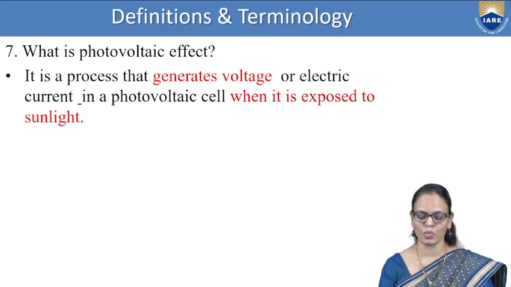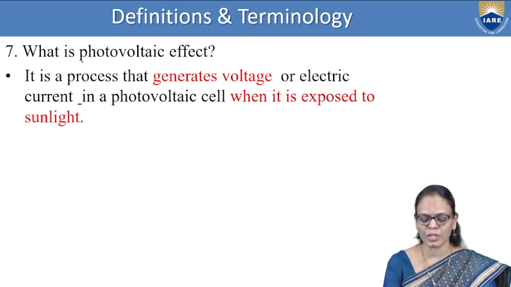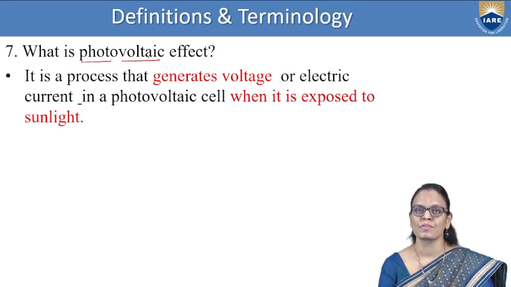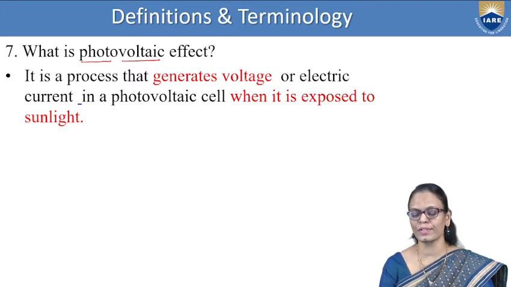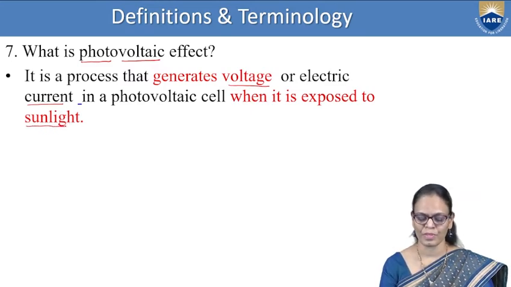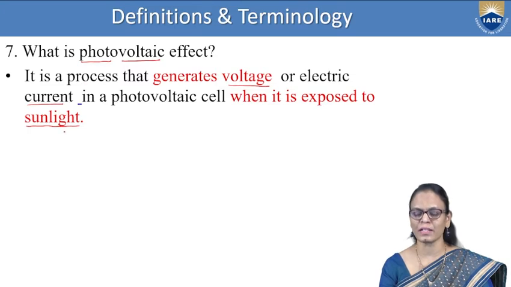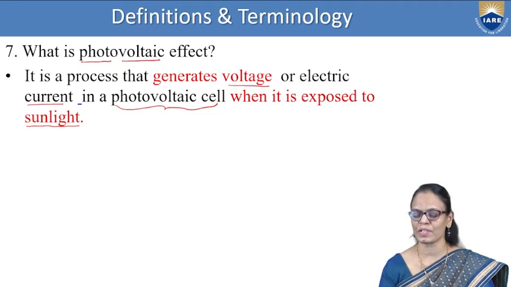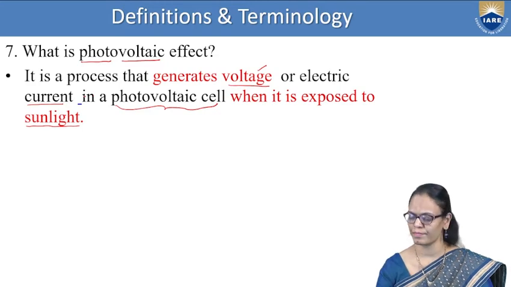Now, what is the photovoltaic effect? Again, there are two terms here. It is a process that generates voltage or electric current in a photovoltaic cell when it is exposed to sunlight. Here, photo is related to light. When this photovoltaic cell is exposed to light, it absorbs the energy and generates a voltage, which gives rise to current. So, it generates a voltage or electric current.